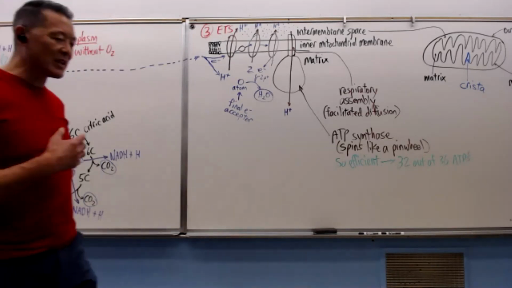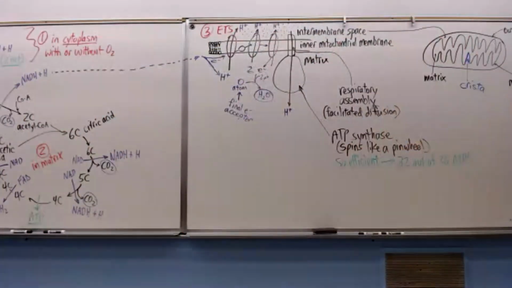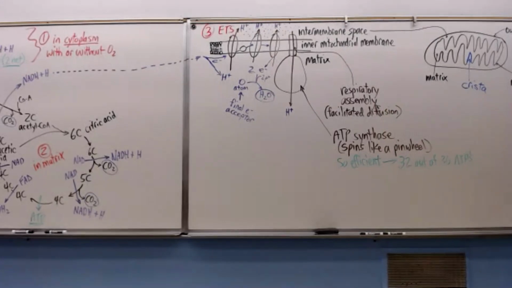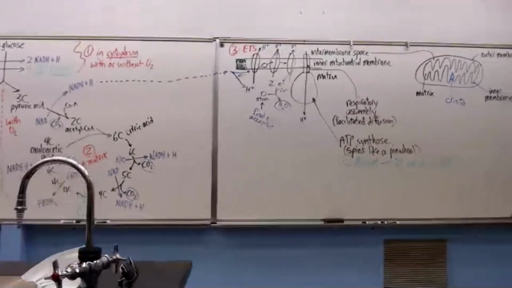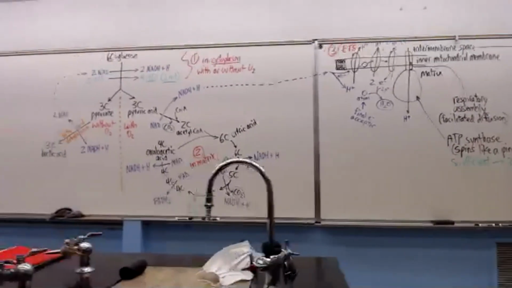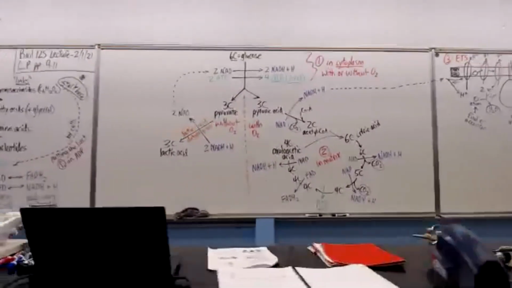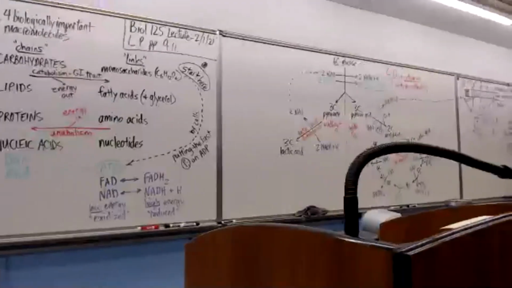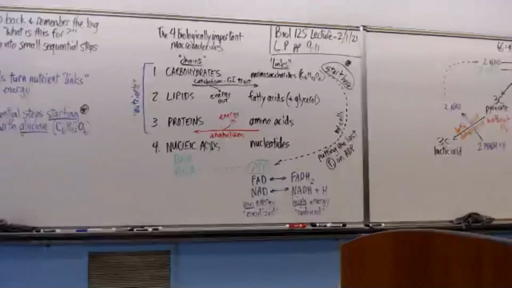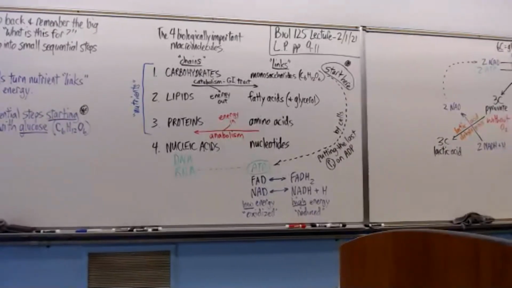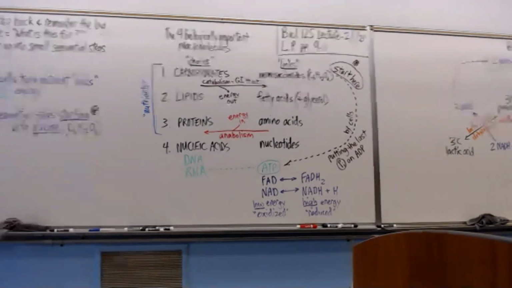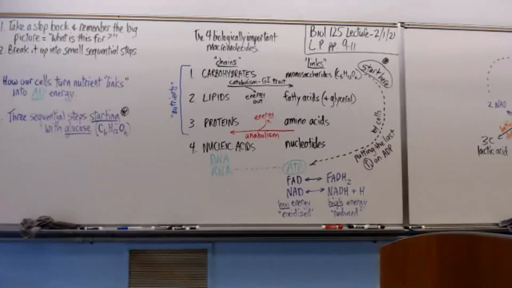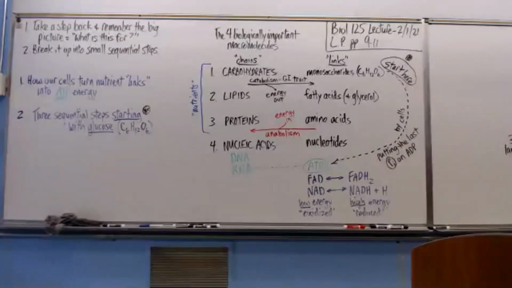Okay, so let's summarize before I go off, because the rest of this doesn't take that long, actually. Again, do not be intimidated. Take a step back and remember what all this is for. This is about how our cells use the 3 nutrient links to make ATP, the only energy that it directly uses.